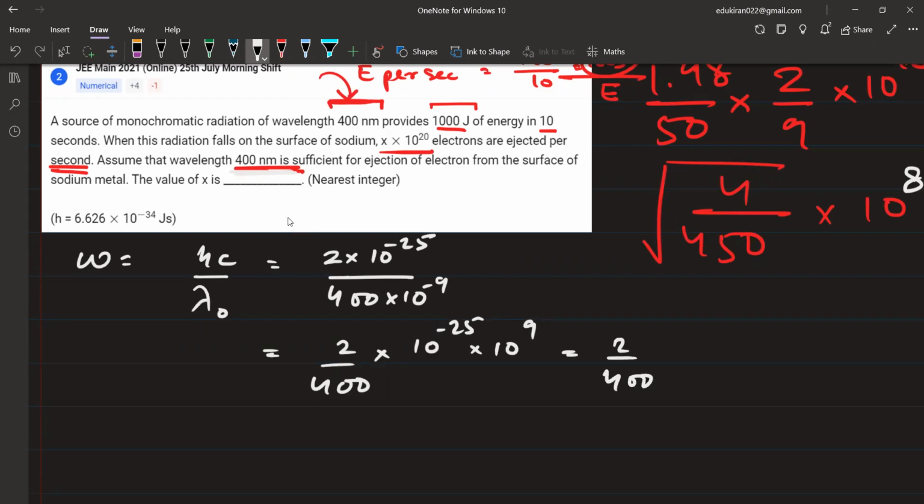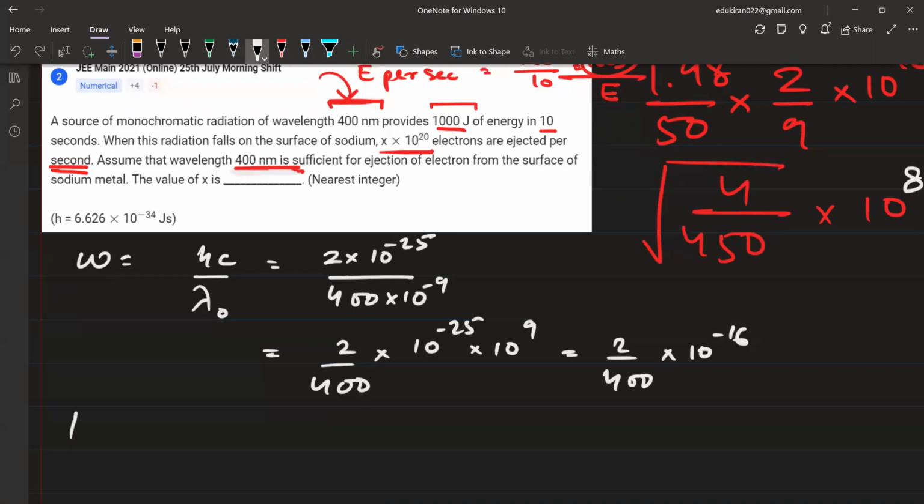2 upon 400 into 10 to the power minus 16. Correct till here? Yes or no? Please tell me. Yes, sir. Anyone? Any doubt till here? No, sir. Okay. So this is the energy that is required to remove one electron.